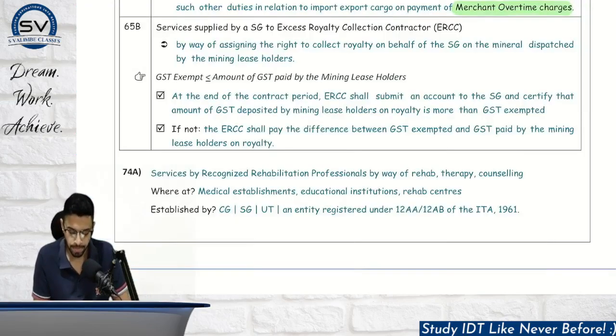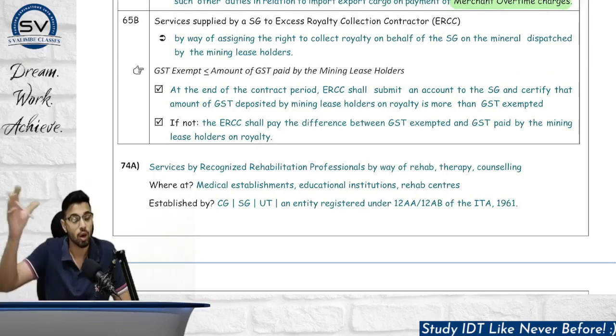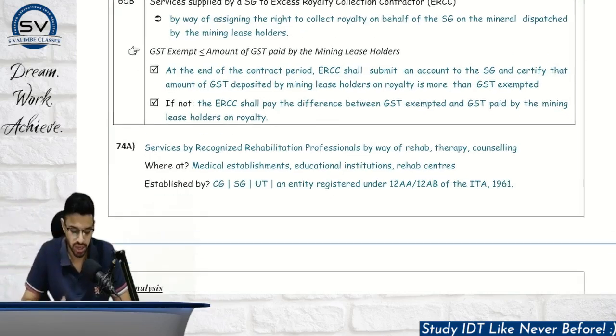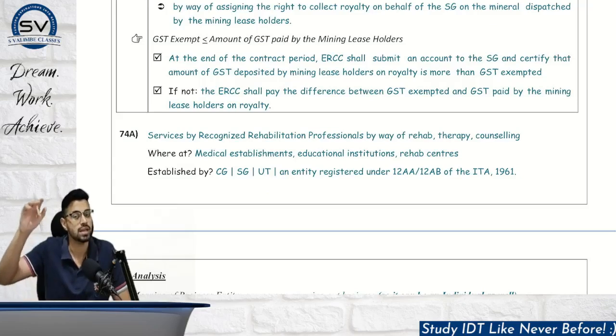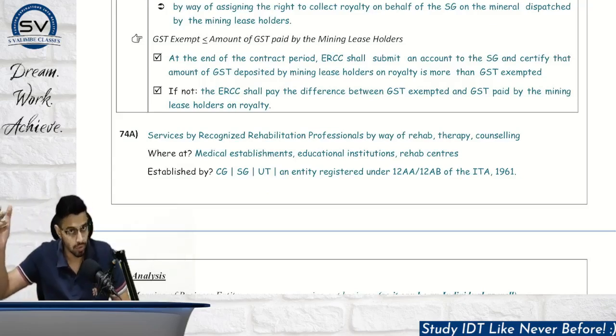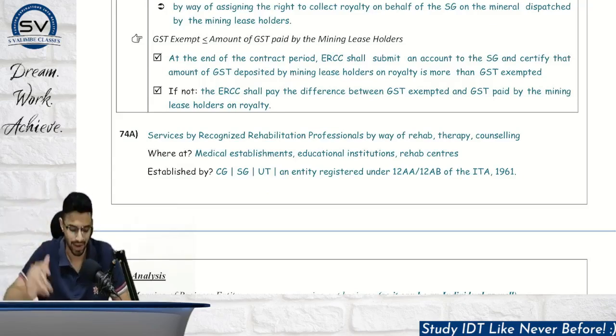Let's read again. These are the services by state government to ERCC people. What is the service? Service is assigning the right to collect royalty on its behalf. On what? Royalty on mineral dispatched by the mining leaseholders, because the royalty is going to be paid by the mining leaseholders to the state government. Now understand the condition. GST exempt is only up to the amount of GST paid by the mining leaseholders. If the GST paid by the mining leaseholders is less than this GST exempt, then the balance portion will be taxable.